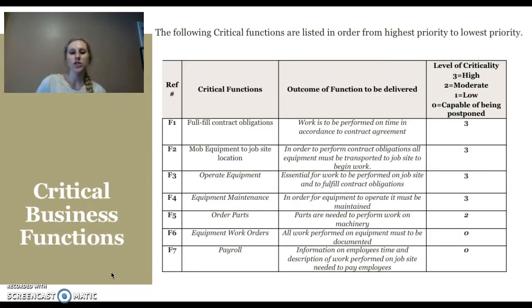Critical business functions of Midstate Equipment include fulfilling contract obligations, move equipment to job site location, operate equipment. In order to fulfill contract obligations, equipment must be operating, equipment maintenance, order parts, equipment work orders, and payroll.